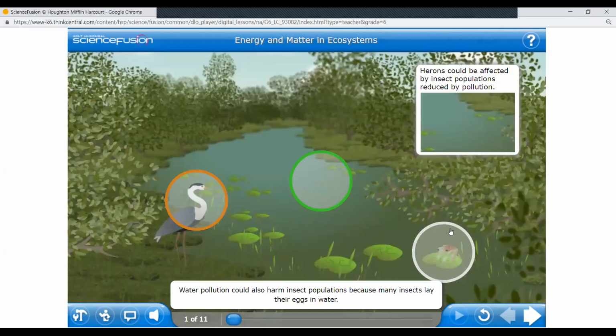Water pollution could also harm insect populations because many insects lay their eggs in water. Some types of chemicals could harm the insect eggs, so there would be fewer adult insects for animals such as frogs and fish to eat. Herons eat frogs and fish, so they too need the insect populations to be healthy.